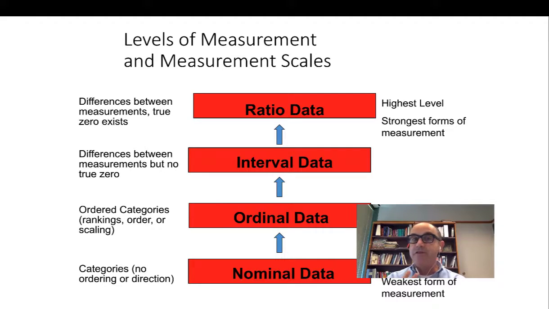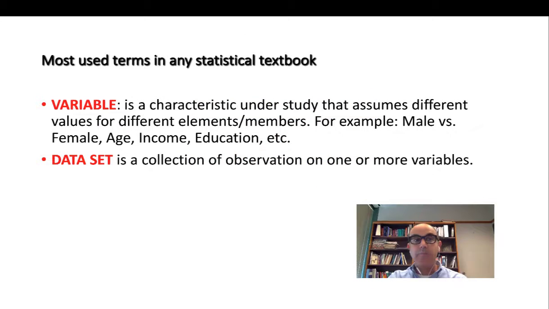So for the levels of measurement with regard to categorical and numerical, the lowest level is nominal data. It's a category, but there is no direction or ordering of what is the highest and what is the lowest. And the highest ranking of the data is ratio data. It's the difference between the measurements, a true zero exists, and this is the highest level. We will come back to it throughout the semester.